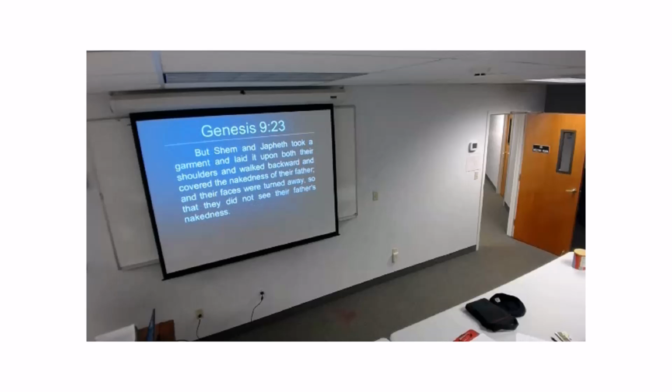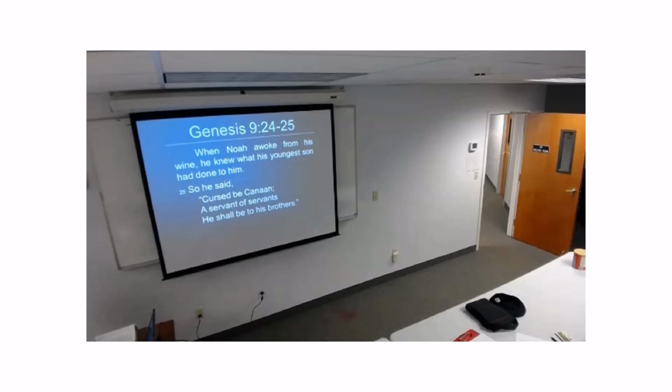And again, verse 23. This is what Ham should have done. They take a carpet on their shoulders, walk backward, and cover their father with their faces turned away. This is what Shem and Japheth did. But then when Noah awoke, he knew what Ham had done. And then instead of cursing Ham, he actually curses Canaan, the son of Ham, and he shall be a servant to his brothers.